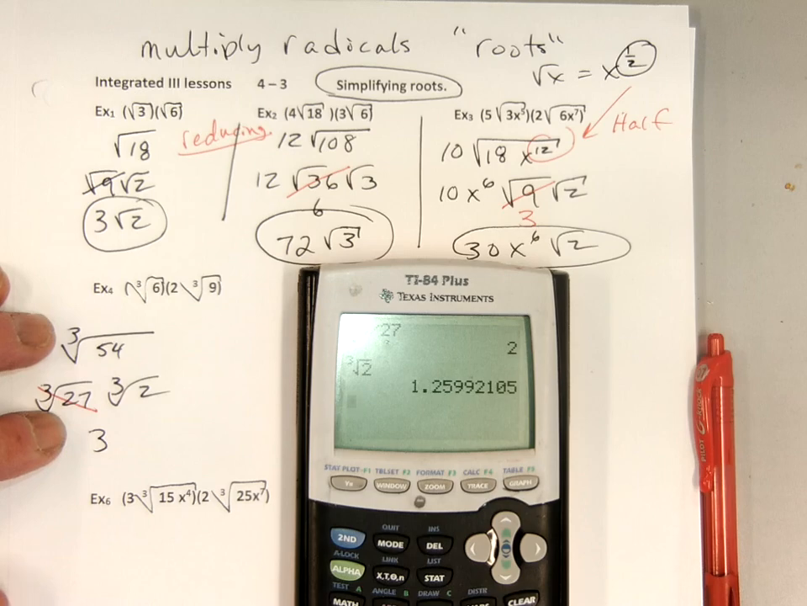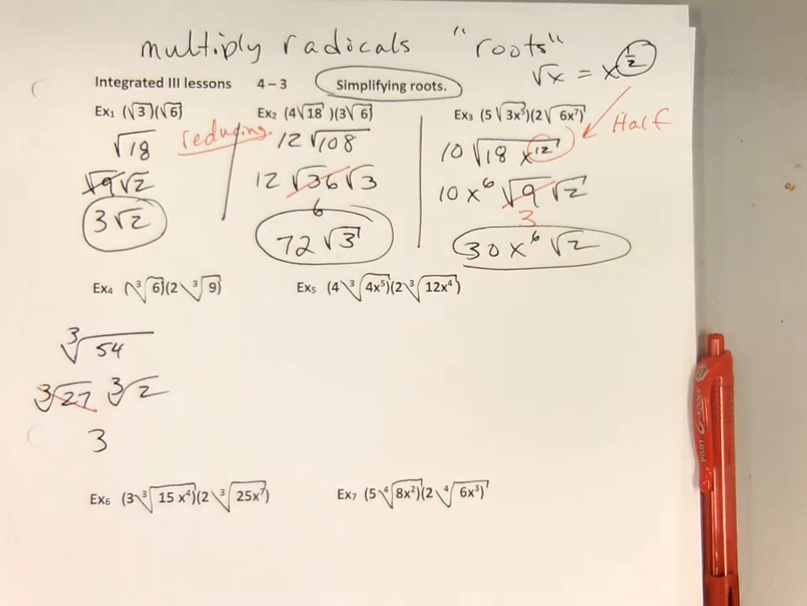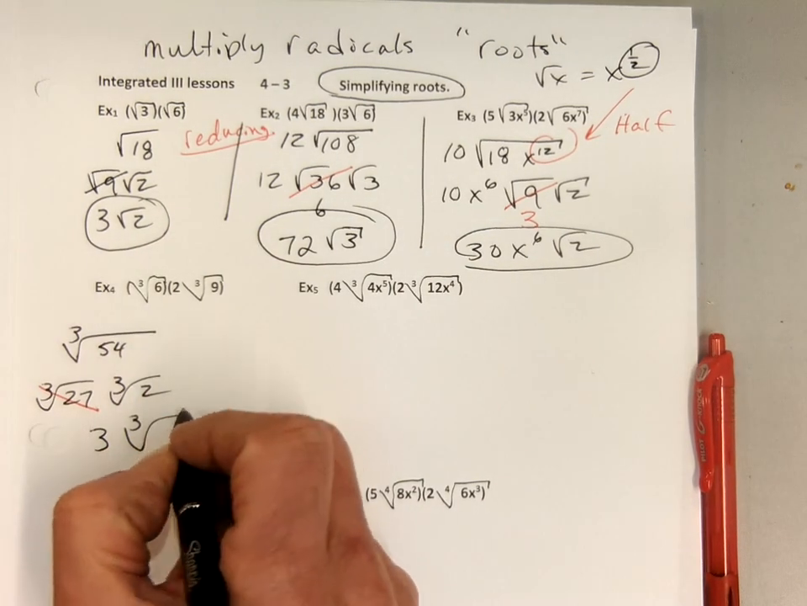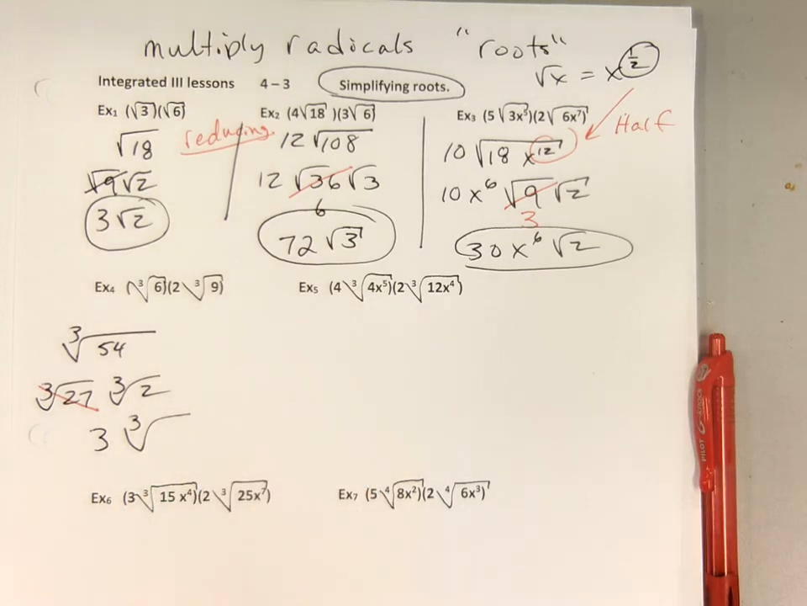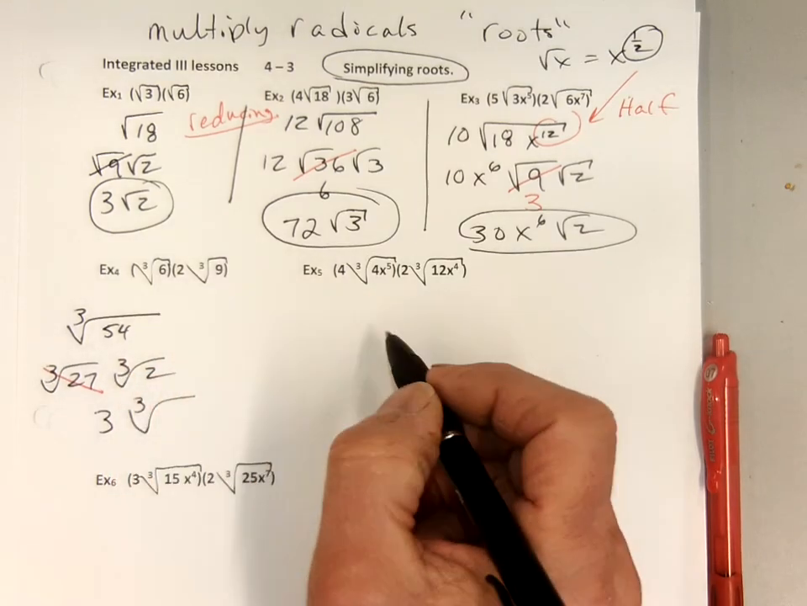I'd rather not have that decimal, so I'm going to leave it as the cube. There's a 2. There's a 2 there. Is it two in front of the back? In front of the back.